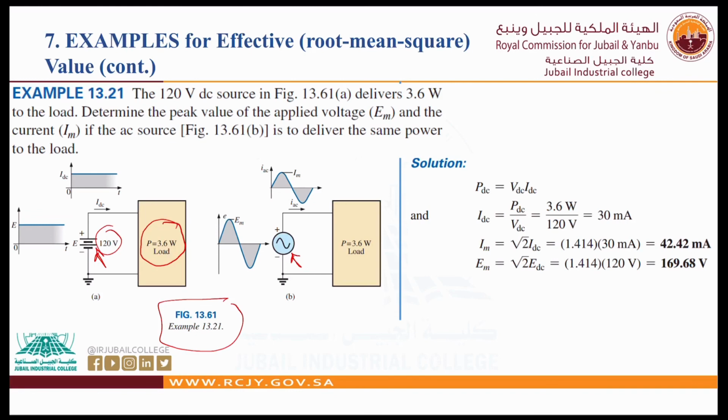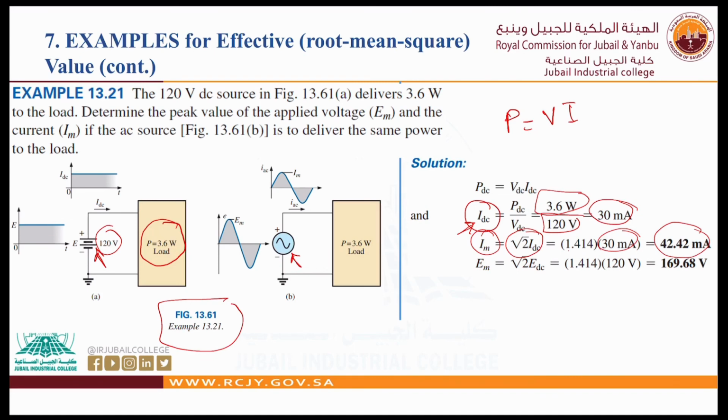Now, we know that the power is equal to VI. So the IDC is equal to 3.6 divided by 120, which is 30 milliamperes. This is already known from circuit 1. Now, for the I maximum, the peak value of I is equal to root 2 multiplied by IDC, which is 1.414 multiplied by 30 milliamperes. It is 42.42 milliamperes.